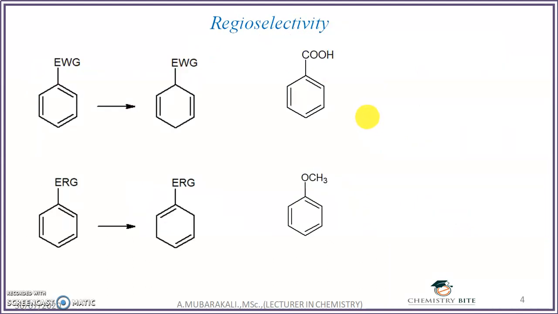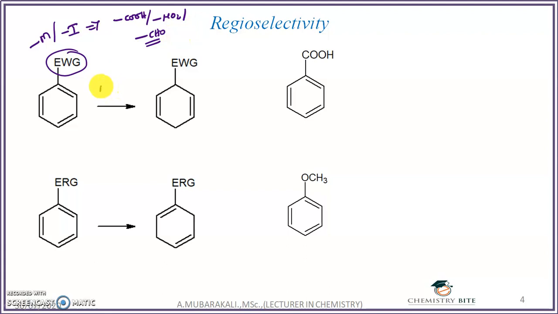Coming to the regioselectivity, if you have a substituent, an electron withdrawing substituent leads to a product where it bonds to the saturated carbon atom. What is meant by an electron withdrawing group? You call it the -M group or the -I group. A lot of examples are there. COOH is a -I group and NO2 is a -I group. Aldehyde is a -I group. So all of these are electron withdrawing groups.